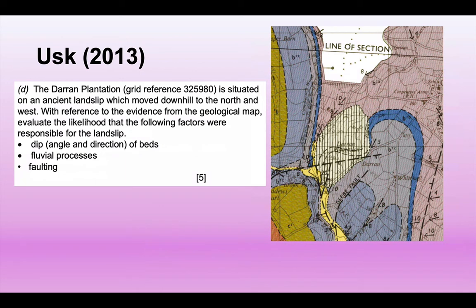The final question then goes back to this idea of slope stability. We have a fairly large mass movement here, and it's asking you to evaluate these different factors that may well be responsible for the landslip. Again, the examiners are breaking this down for you. Use this structure. Let's see how we can do that.